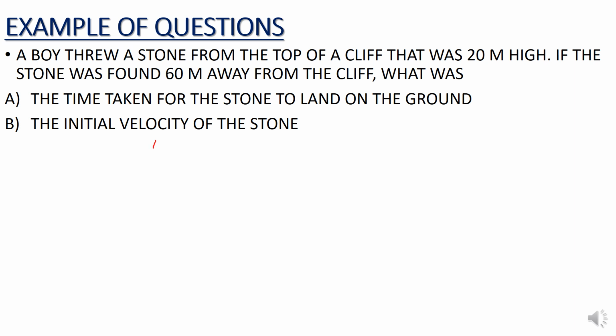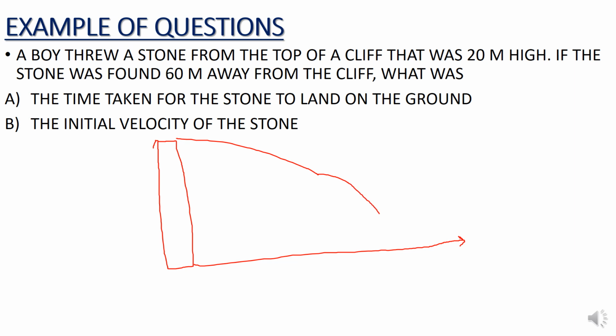Now here you can draw a diagram of this situation. This is the cliff. This is the ground at the bottom. And this is the path of the stone. It went from up there, it landed somewhere here. So from here up to here is the range R, which is equal to UT. Yeah, that is the range.